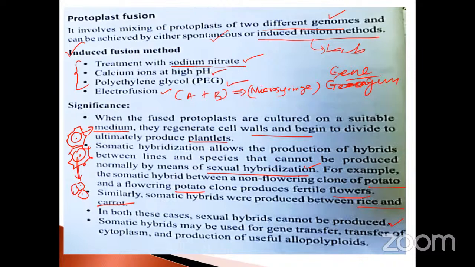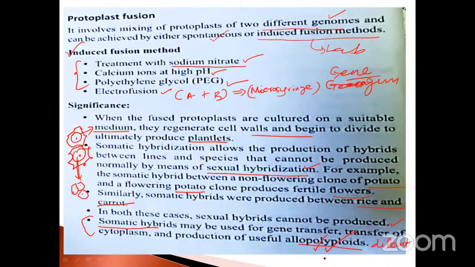Somatic hybrids may be used for gene transfer, transfer of cytoplasm, and the production of useful allopolyploids. What is meant by allo? Different species. The gene transfer takes place during the hybridization process. That process is called allopolyploidy. This is very, very important, my dear. Somatic hybrids may be used for gene transfer. So somatic hybridization is also one of the allopolyploidy.